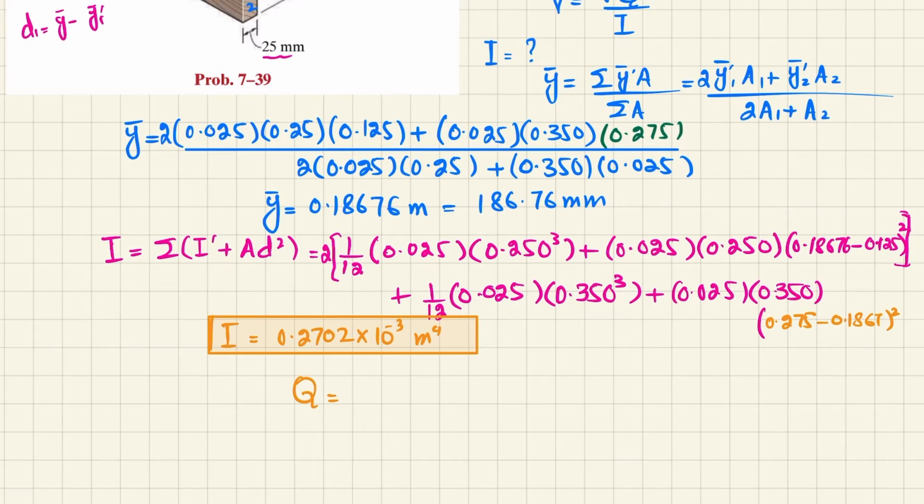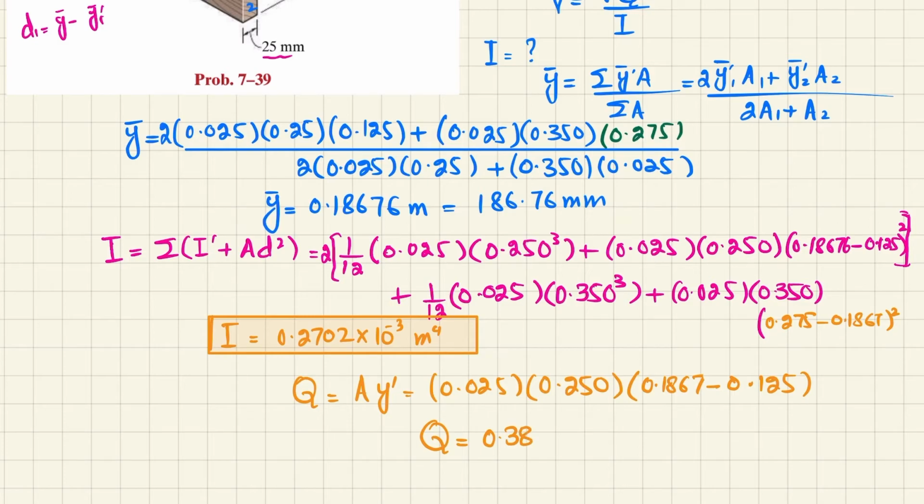So I will write Q is equal to A into y dash. So A is 0.025 multiplied by height is 0.250, and y dash is d. So y dash is 0.1867 minus y1 is 0.125. So when you solve this, you will get Q is equal to 0.386 into 10 raised to the power minus 3 cubic meter.